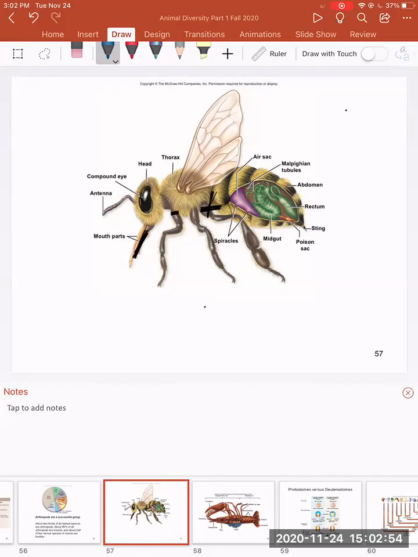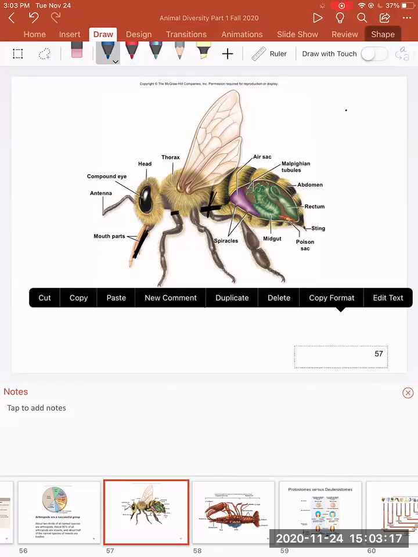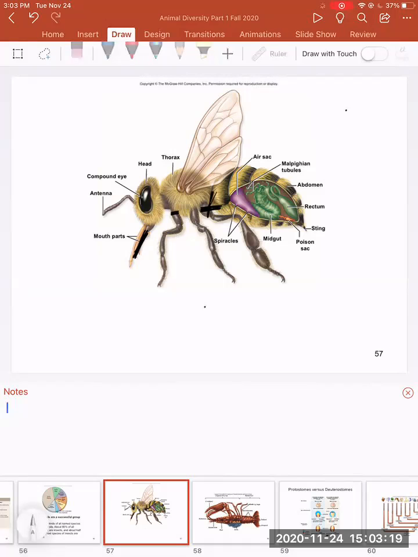This is a bee, obviously, which is an insect. And if you look at how these body segments are specialized: head, thorax, and abdomen. The thorax is packed full of muscles, and that's where the wings and the legs are. So that thorax is going to be used for locomotion, whereas the head is where all the sensory functions are going to be located.